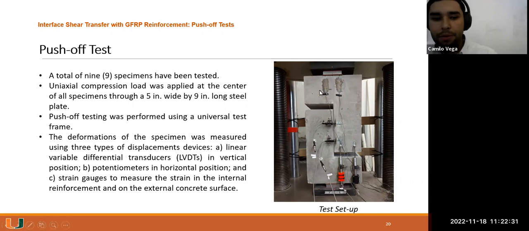And finally, we use a strain gauge to measure the strain in the internal reinforcement, so in the steel ropes that cross the shear plane, and on the external concrete surface.